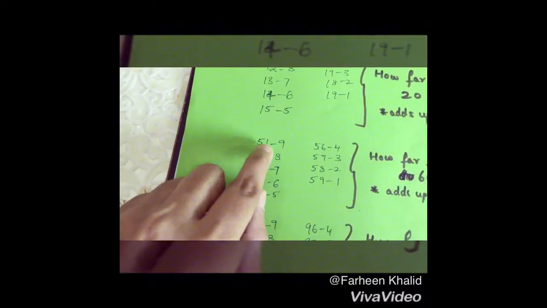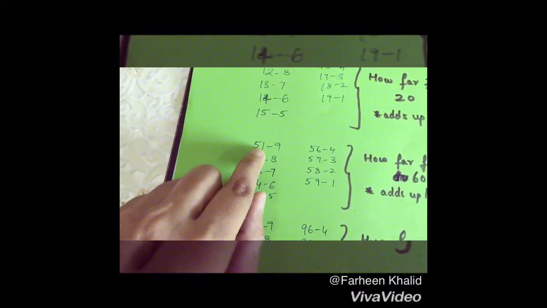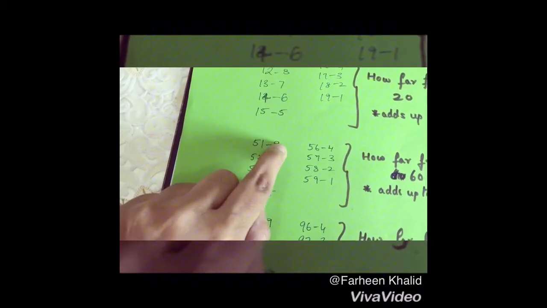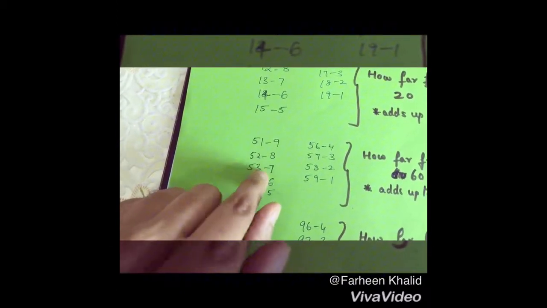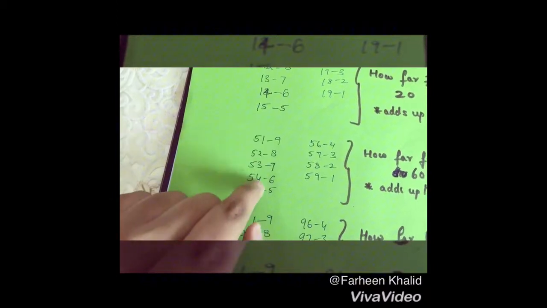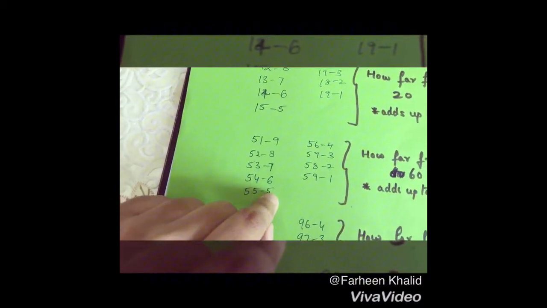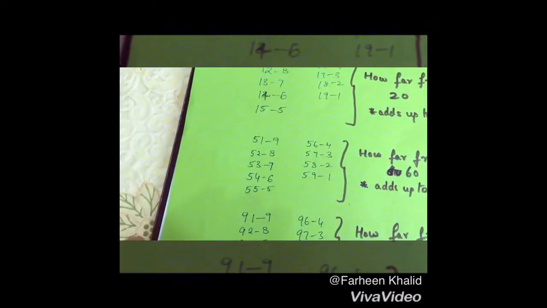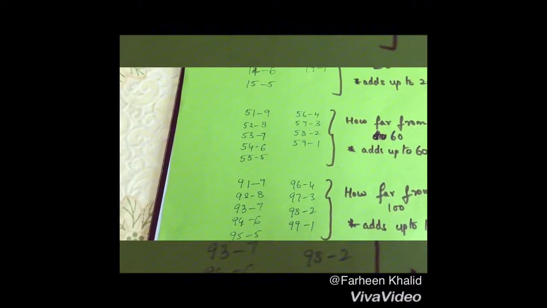So for 60 it is 51. How far is 51 from 60? Again you see 1 here, so it's 9. So 52 is 8, 53 is 7. So basically you're only seeing the units place digit, and the complement of that becomes the complement for the larger number as well.